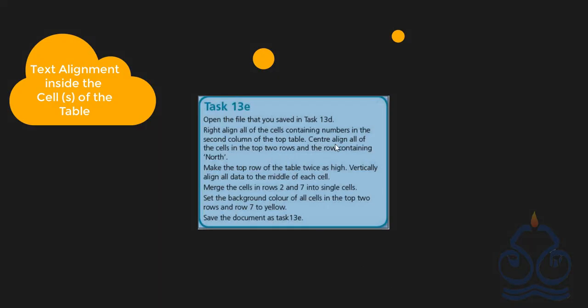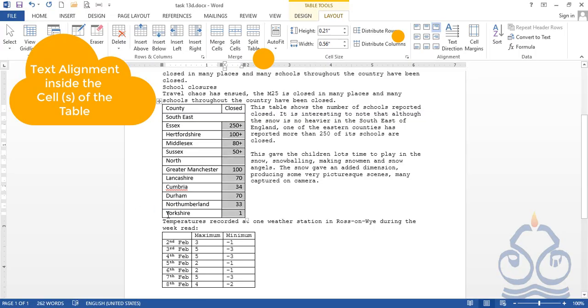Next we have center align all of the cells in the top two rows. So now we are going to select the top two rows of the first table with the help of the mouse. By the way, you can select both of these by pressing the Shift key from the keyboard along with the right arrow and then finally the down arrow. So once the selection is done, we are asked to center align the contents. So click this option, Align Top Center. Now the contents are center aligned.